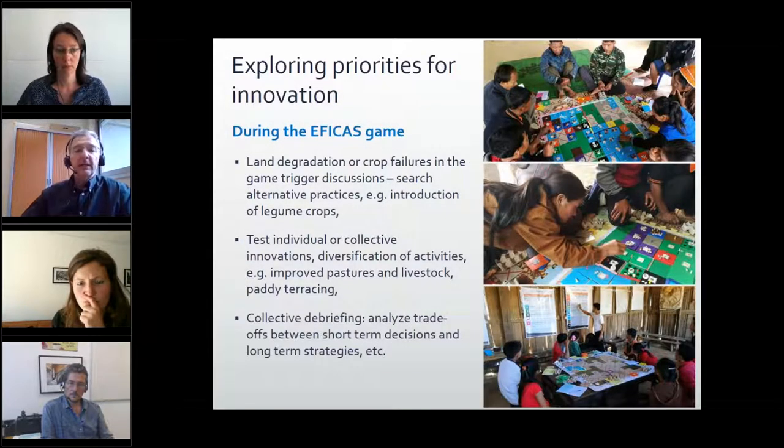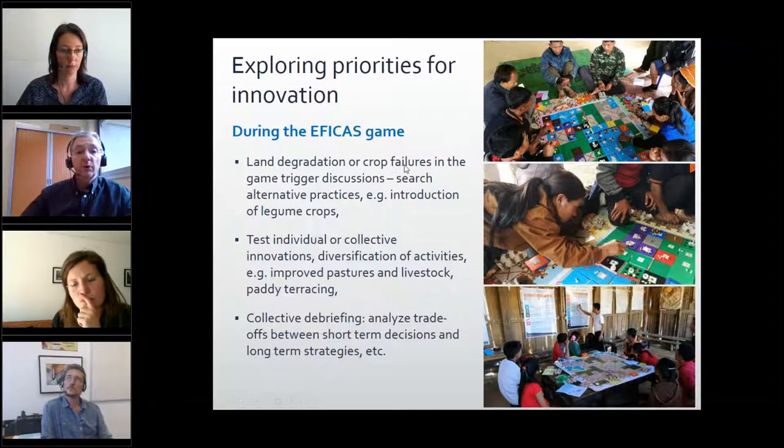And so what happened during these participatory interactions was that we were discussing the risk of land degradation associated with different practices, both individual and collective. We were discussing the risk of crop failure depending on how the landscape mosaic was organized, and then we proposed alternative practices like introduction of legume crops or changes in management of the livestock. So we proposed improved pasture, we proposed different ways to manage the livestock, and from one village to the other the pathways were completely different.